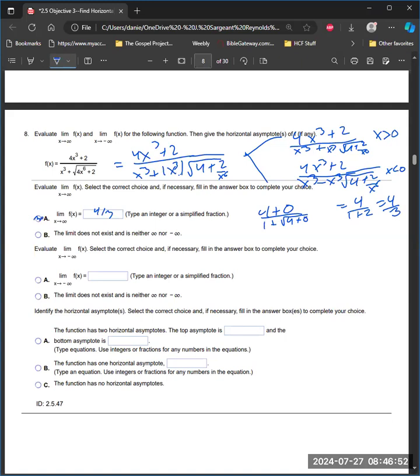And then in the bottom piece here, I'm going to get a limit of 4 plus 0 over 1 minus square root of 4 plus 0. So that's going to be 4 over 1 minus 2, which is 4 over negative 1, a negative 4. So I have two asymptotes, with the top one being y equals 4/3 and the bottom one being y equals negative 4.